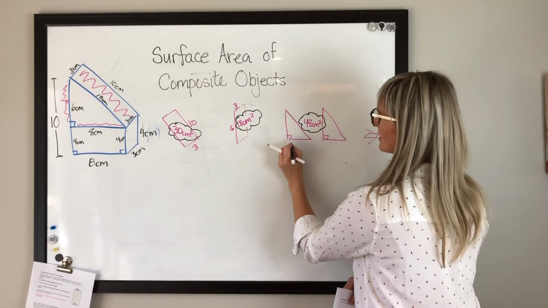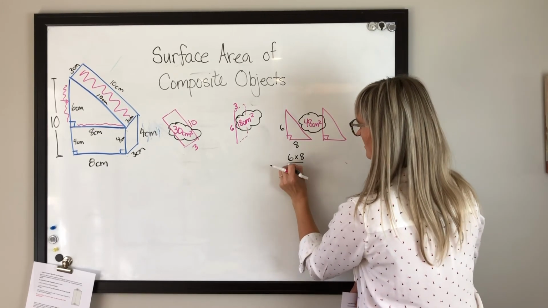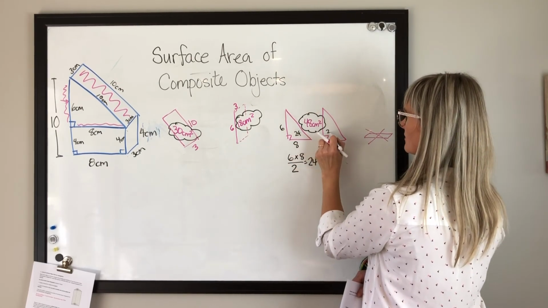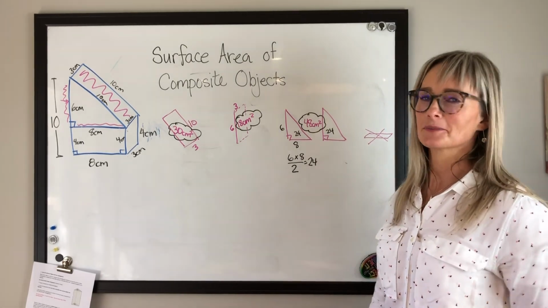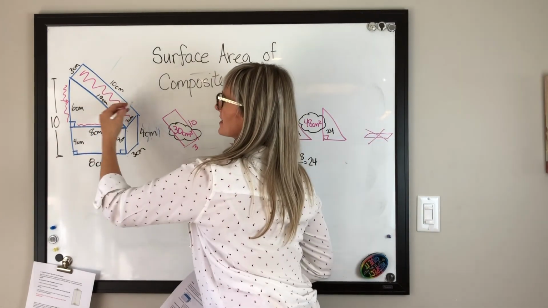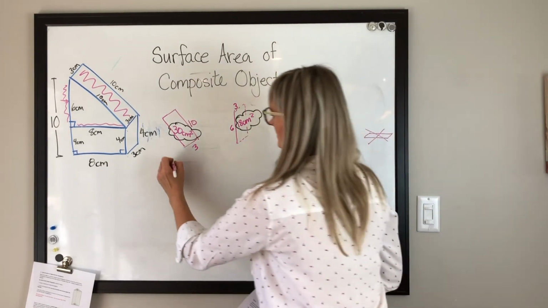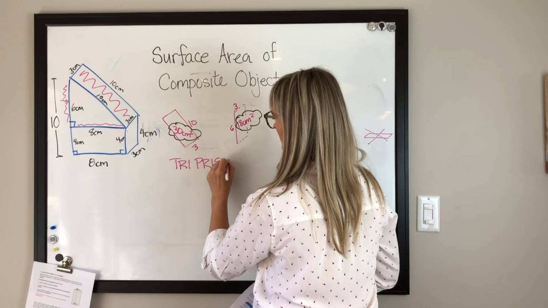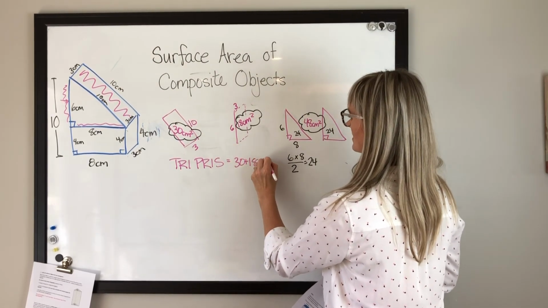If you want, you can say I've got 6 times 8 divided by 2. Each one is 24. And 24 plus 24 is 48. Whatever makes the most sense to you. Okay, so 30 plus 18 plus 48, that's going to give us all the sides that we have to cover. So for just the triangular prism, it's going to be 30 plus 18 plus 48.